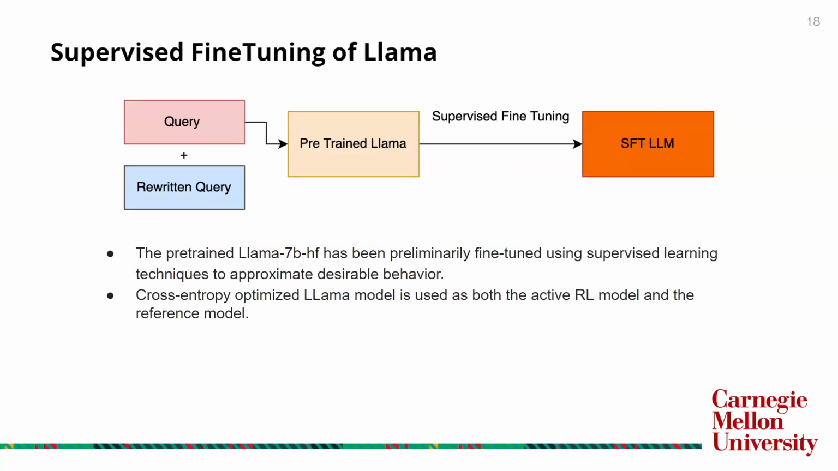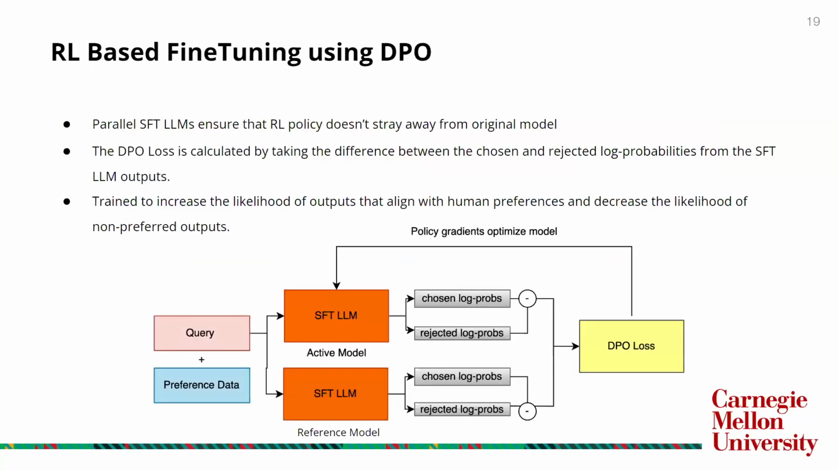Why we did it is because in our initial analysis, it was observed that off-the-shelf Llama is not very good at the task of rewriting. It tries to answer the question instead of rewriting it. So in order to make it understand that task, we did the supervised fine-tuning.